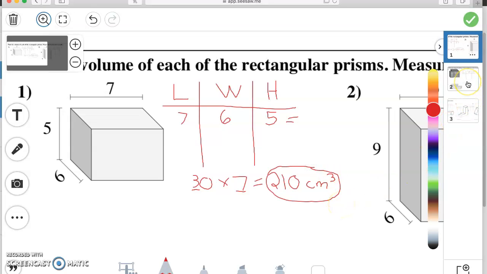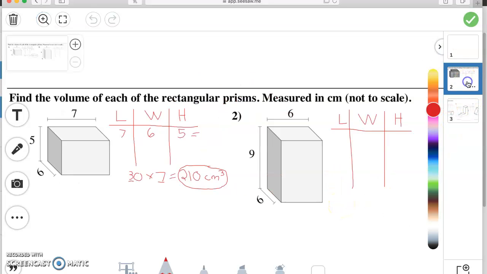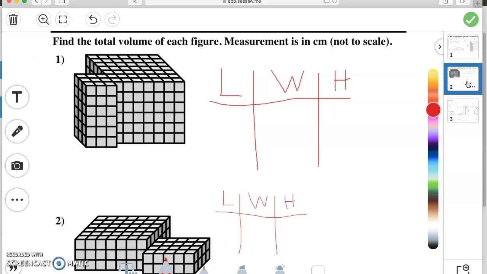All right, we're going to move on to the next type of problem, and you'll see this on your assignments today. This is find the total volume of each figure. Measurement is in centimeters, not to scale. This time it looks like we have 2 joined rectangular prisms, so they're kind of put together. We can still use an LWH, or length, width, and height chart to figure this out.